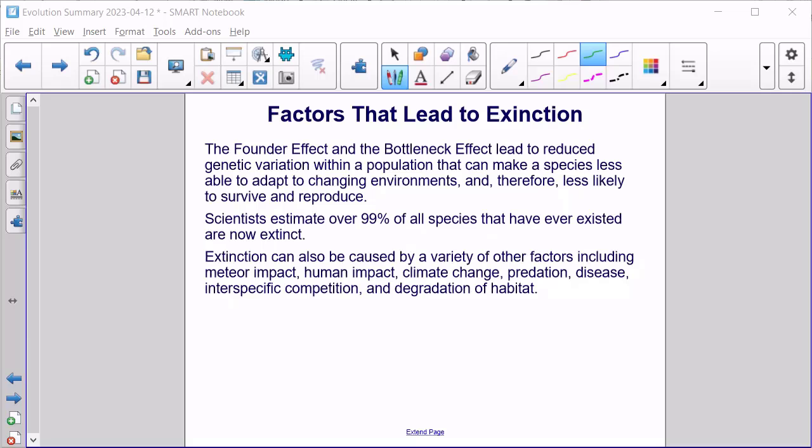Factors that led to extinction. The founder effect and the bottleneck effect lead to reduced genetic variation within a population that can make a species less able to adapt to changing environments and therefore less likely to survive and reproduce. Scientists estimate over 99% of all species that have ever existed are now extinct. Extinction can also be caused by a variety of other factors, including meteor impact, human impact, climate change, predation, disease, interspecific competition, and degradation of habitat.